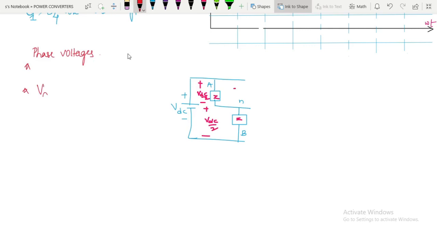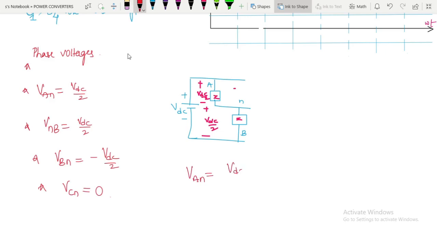Okay, so VAN is equal to VDC by 2, whereas VNB is also VDC by 2, but we need VBN, which is minus VDC by 2 here. Talking about VCN, there is no term for VCN, so let us assume it as 0 volts. So here we have obtained phase voltage VAN is plus VDC by 2, VBN is minus VDC by 2, and VCN is equal to 0. These are the phase voltages for 0 to 60 degrees conduction.